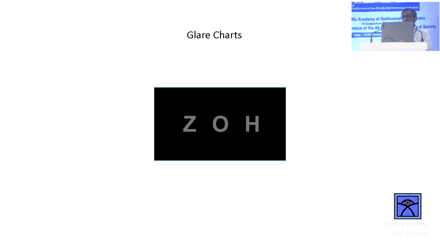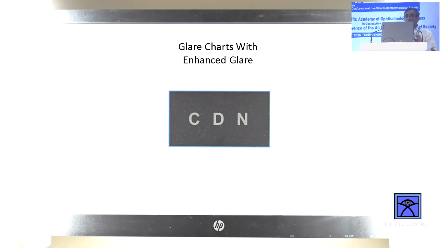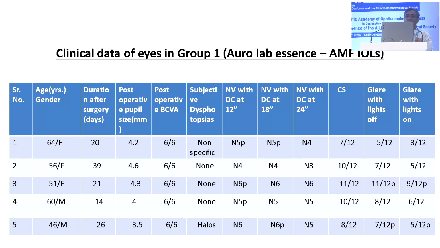Then this is our glare chart number 1, where we have a central black area surrounded by a white area, and the patient is sitting at 3 meters distance and assessing the vision. And in the last situation, we switch on these light sources here, and so they give you 875 lux light, which falls directly into the patient's eye, and then we see how much they are able to see.